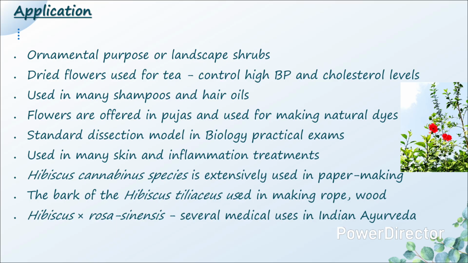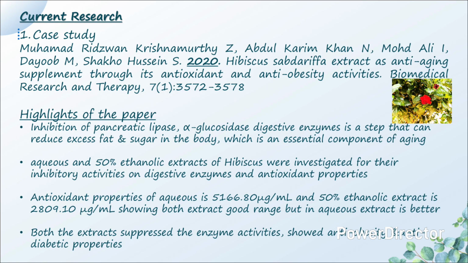Hibiscus cannabinus species is extensively used in paper making. The bark of Hibiscus tiliaceus is used in making rope, wood and other products. Hibiscus rosa-sinensis is described as having several medicinal uses in Indian Ayurveda.